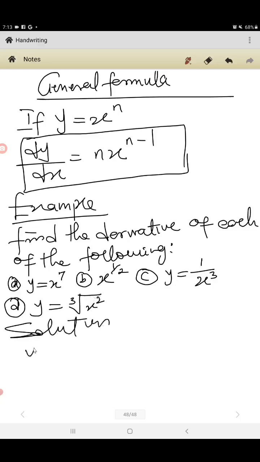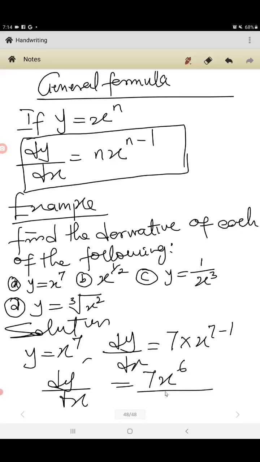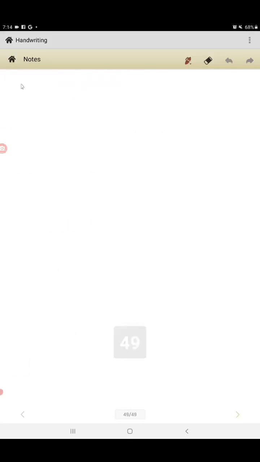So if y is equal to x raised to power 7, as I've said from the formula, dy over dx means that the 7 will multiply the x. You will now minus 1 from the 7, meaning that dy over dx will be equal to 7x raised to power 6. That is how we differentiate. Let's go and solve the value for B.